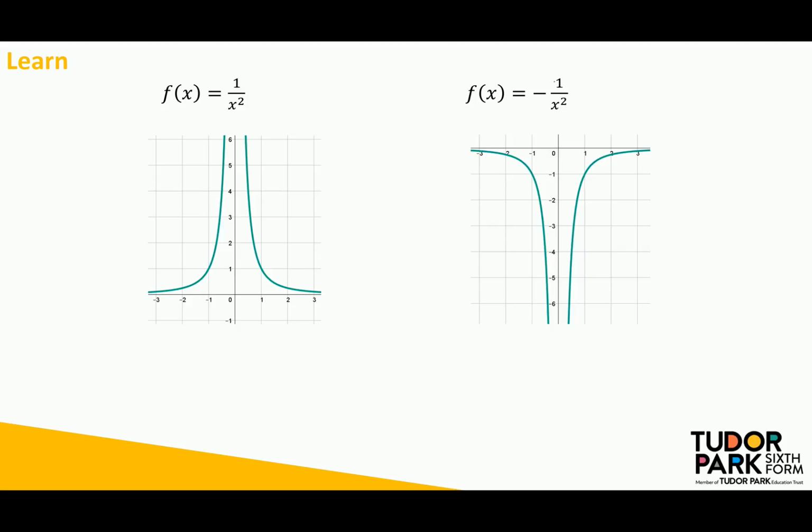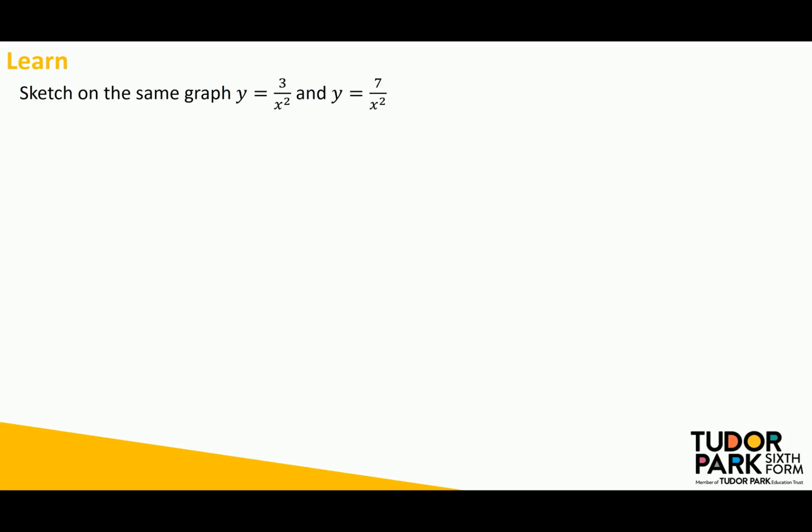If I look at the minus 1 over x squared graph, it's simply a reflection in the x-axis, and that's something that we should be familiar with. The last thing that we want to do is to consider how to draw two of these functions on the same graph. It's all to do with how big the value of k, or the constant value on top, is, and that's going to tell us whereabouts our functions lie.